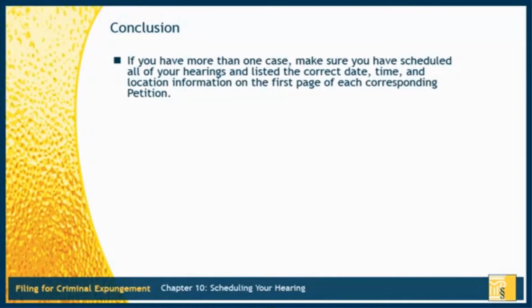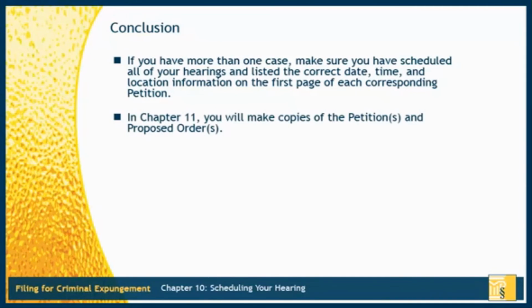If you have more than one case, make sure you have scheduled all of your hearings and listed the correct date, time, and location information on the first page of each petition. Once all your hearings are scheduled and the information has been filled in on the petitions, continue with Chapter 11. In Chapter 11, you will make copies of the petitions and proposed orders.